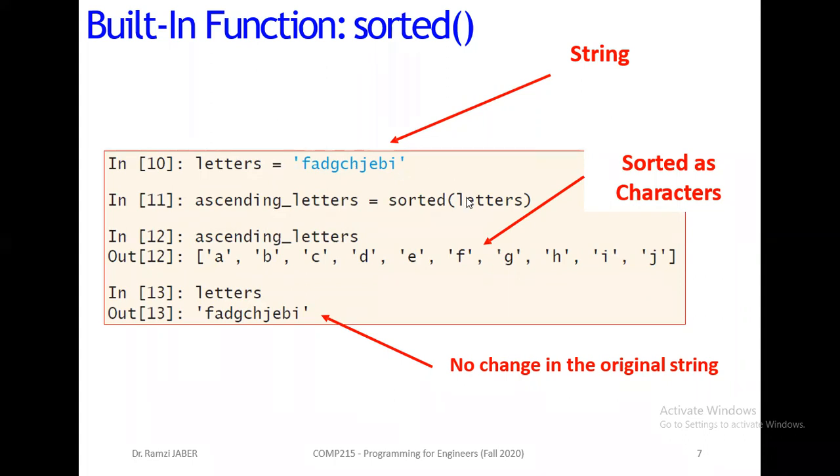It's a word. But when we use sorted on a string, automatically this string will be converted to an ascending list. The ascending list contains each character of the string, and the original one will be untouched. No change for the original string. So we can use sorted to sort a string and convert it at the same time to a list of characters. Each element is a character.